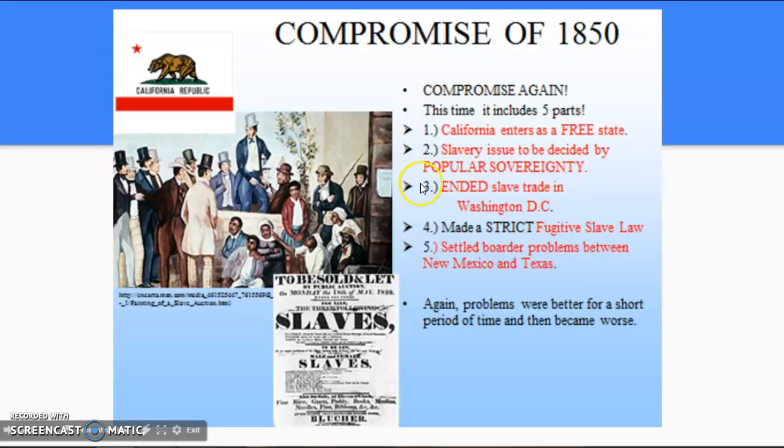And the third part of this was that it ended the slave trade in Washington, D.C. Part of this compromise was a strict fugitive slave law, which I'll talk about in just a moment. And this also settled some border problems between New Mexico and Texas. So again, we're seeing that there's some compromising happening here about slavery, which is just pushing off a war or a bigger problem, which is going to come in just about 10 years. So it's better for the short term, but things will get worse down the line.